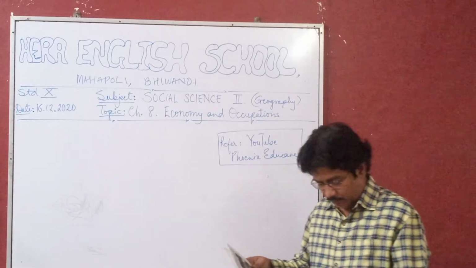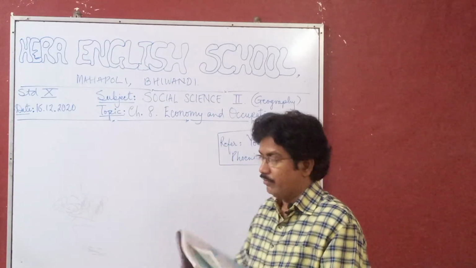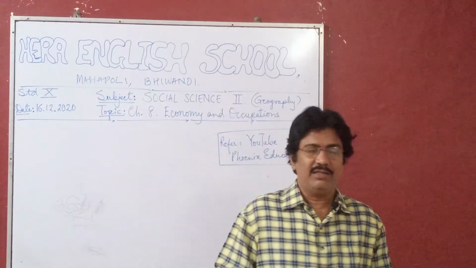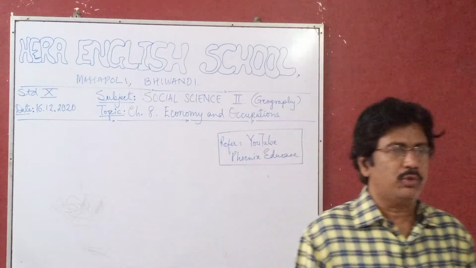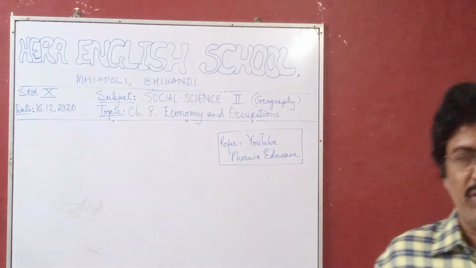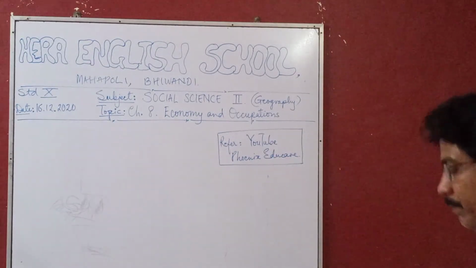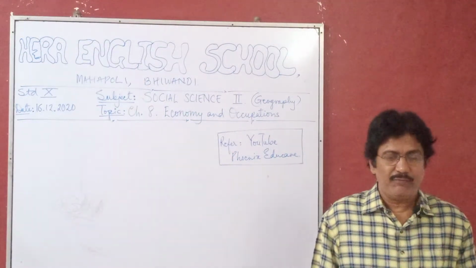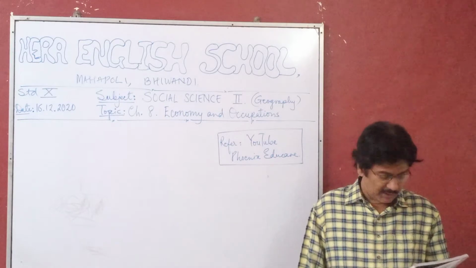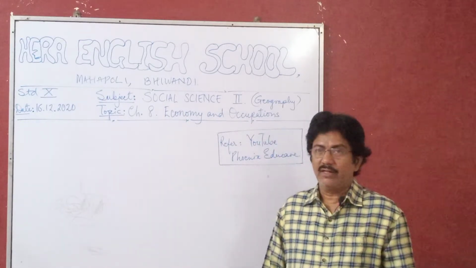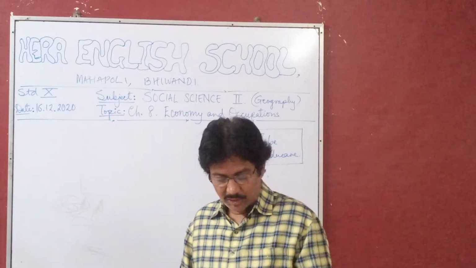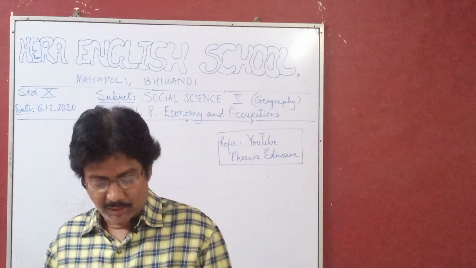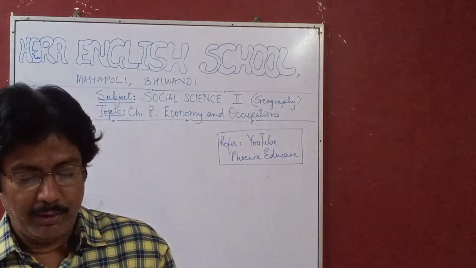Then if you look at your figure 8.3, page number 54, the whole Brazil map shows you the complete geographical explanation of Brazil itself, where agriculture is there, mining is there, and industrialization is taking place in the whole country of Brazil.